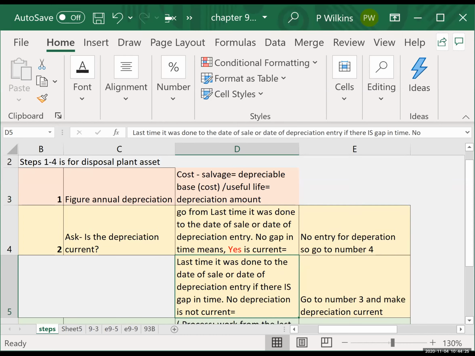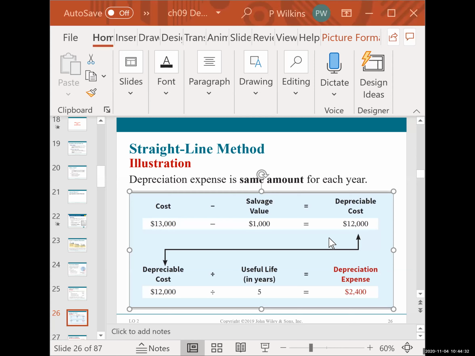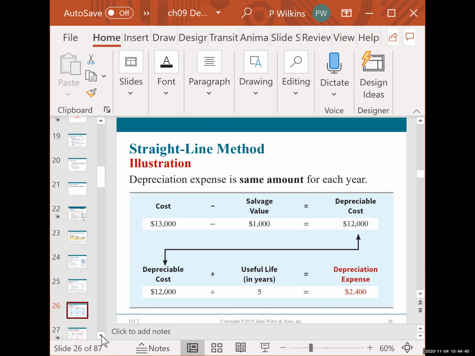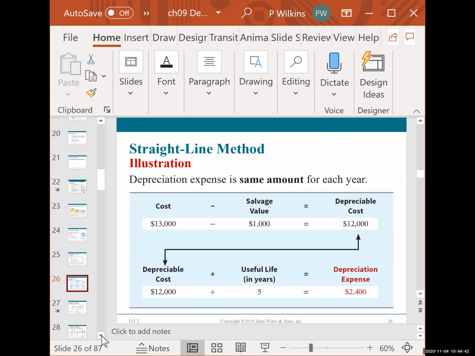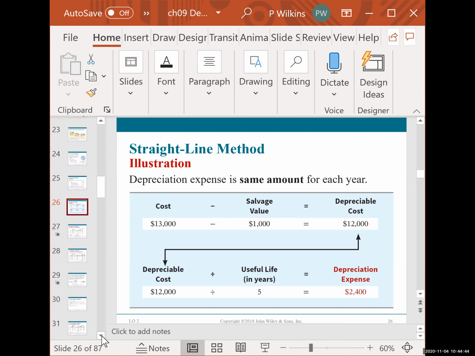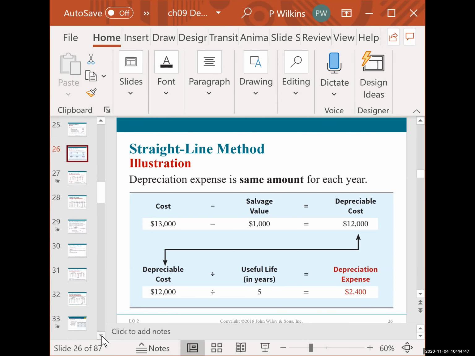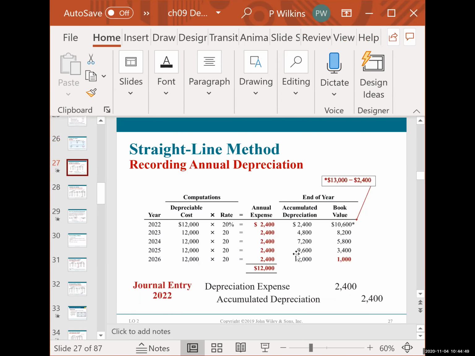All right. So let me go back to the slide. Sorry, I'm going back and forth, back and forth. Okay. So that's straight line. Now that's straight line for what the depreciation expense is for 1 year. Now it gets a little more complicated though, because you have to go through that whole process of asking if the depreciation is current and all that stuff. So this is just figuring out the depreciation amount. Okay. Now you don't need to know this part. Don't write this down. This is just more info. I mean, you can write it down if you want to, but it's not going to be on the test. It's not going to be on the homework.